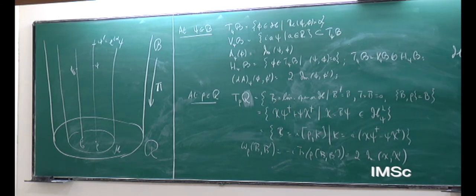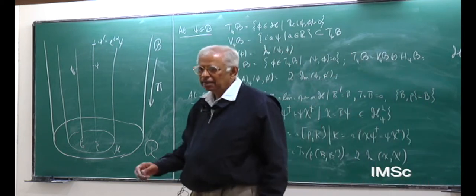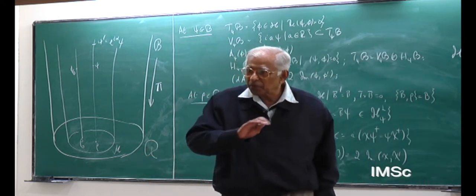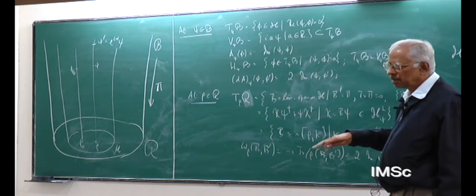And now what I will do is the following. The length chi naught equal to 1 is the boundary of this. It is to be omitted. It is not included in the region M.